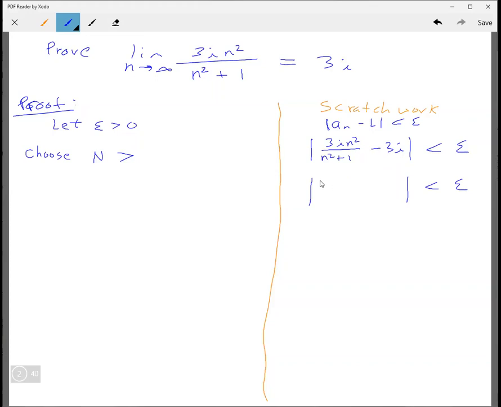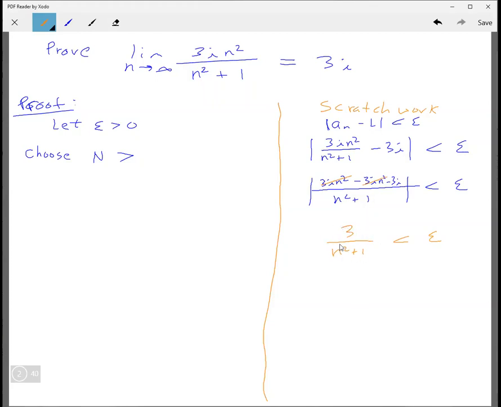Maybe get a common denominator. It's just multiplying by n squared plus 1 on the numerator and denominator. So that's 3i n squared minus 3i, and then those terms cancel. I'm left with the modulus of negative 3i over n squared plus 1. That's the same as 3 over n squared plus 1, because now this is a real number, real and positive.